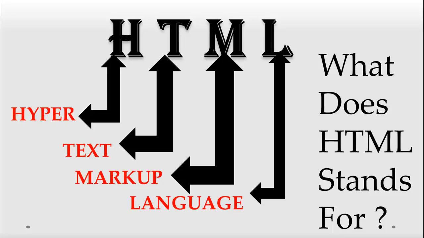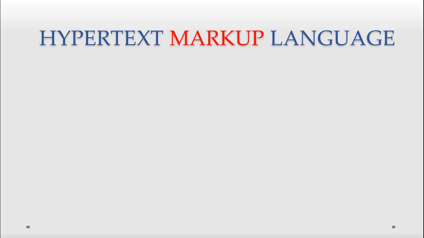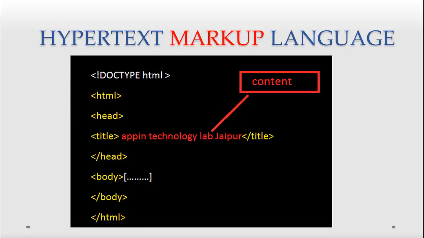So first of all, hypertext. Well, hypertext is a text which contains links to other text, and that is basically the entire web. One document points to another document, which points to a bunch of other documents, and it goes on and on. The next term is markup. So markup means to mark something up, to annotate. For example, it's really all about the content.